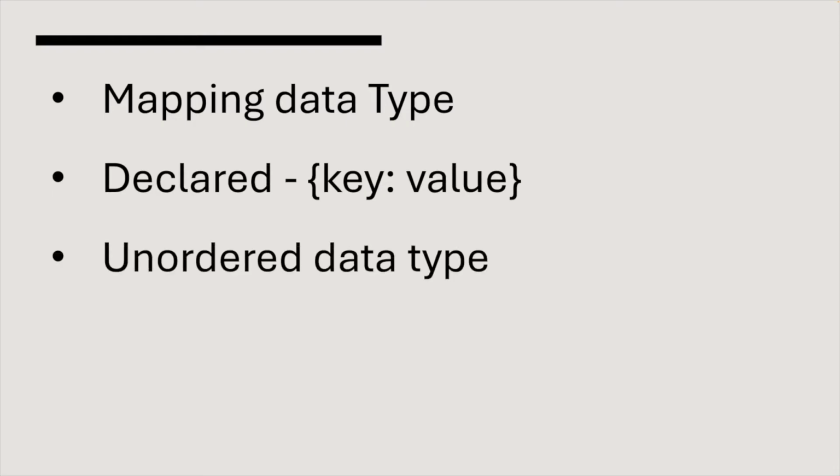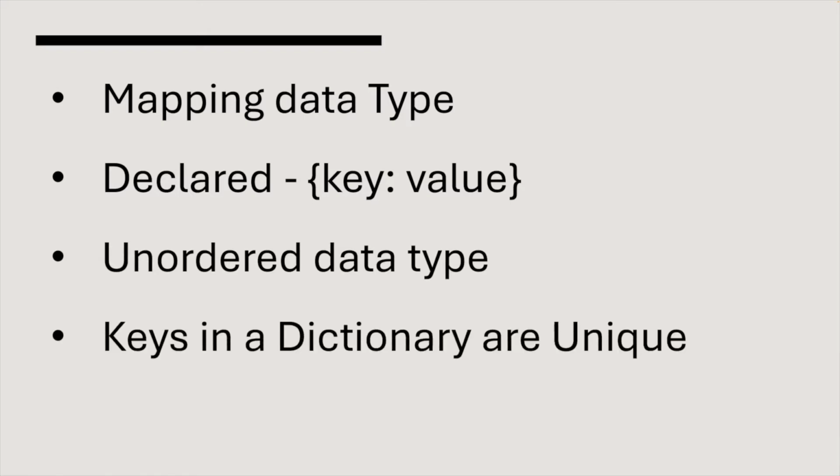A dictionary is an unordered data type. The items in a dictionary are indexed using the key of the pair. A key in a dictionary is unique. If you try to assign a value to a particular key a second time, Python will override the initial value of the key with the present value that we are trying to declare.